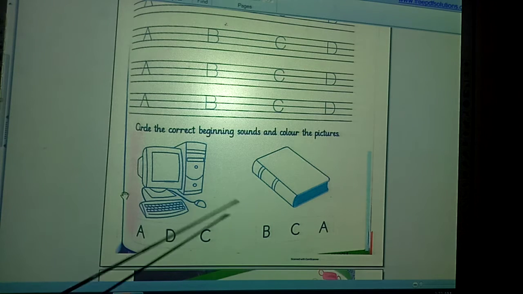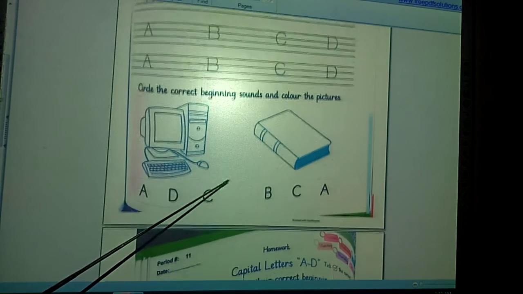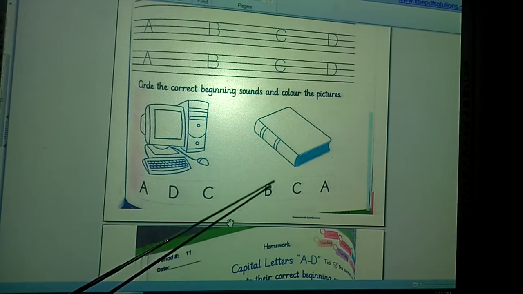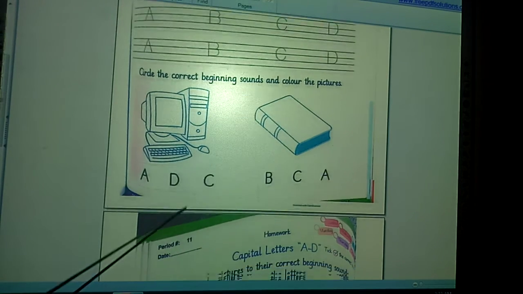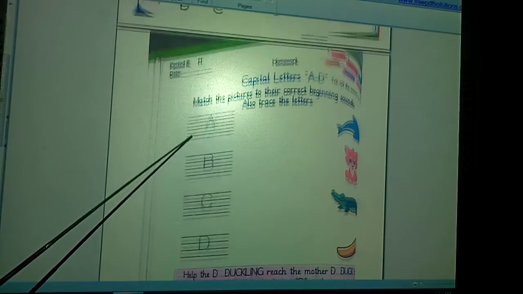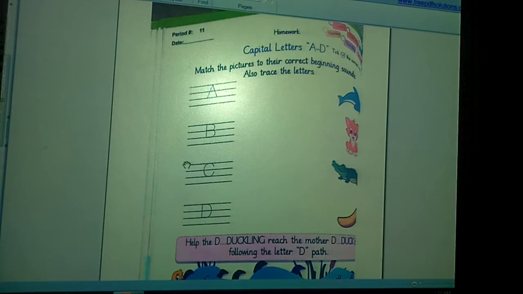Now the second picture is of book. So what is the beginning sound of the book? The beginning sound of the book is B. B, B, book. You can use any color, for example, yellow, pink, or any color of your own choice. So we will circle B here. Now on the next page, the question is match the pictures to their correct beginning sounds.